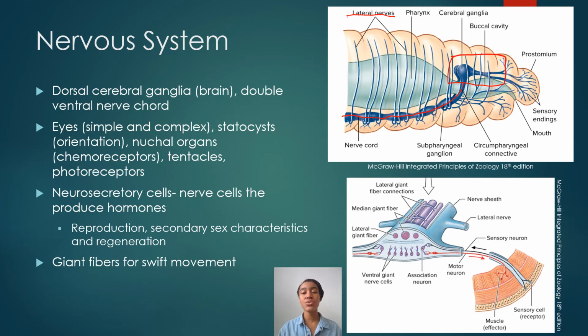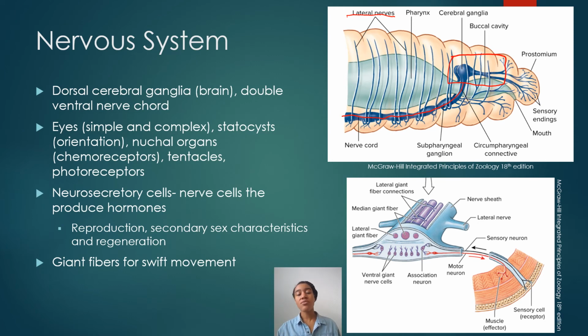In addition to this nerve tissue, they often have eyes. Annelids can have either a simple or complex eye. They also have statocysts that help them with their orientation and equilibrium, which we've seen a lot, right? So be familiar with that. They also have chemoreceptors, tentacles, and photoreceptors that help them orient themselves in their environment and also sense what's in their environment and hunt and things like that.